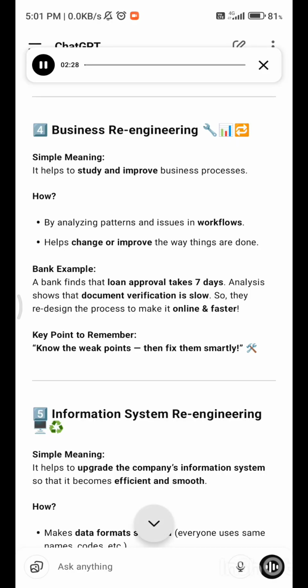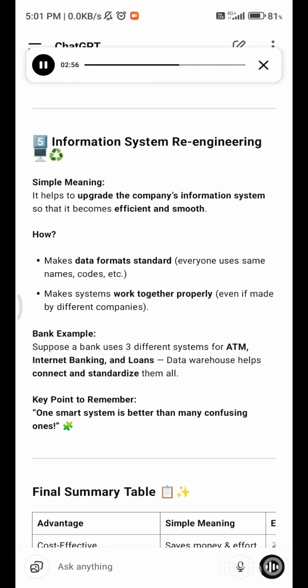4. Business reengineering. Simple meaning, it helps to study and improve business processes. How? By analyzing patterns and issues in workflows. It helps change or improve the way things are done. Bank example: a bank finds that loan approval takes 7 days. Analysis shows that document verification is slow, so they redesign the process to make it online and faster. Key point to remember: know the weak points, then fix them smartly.